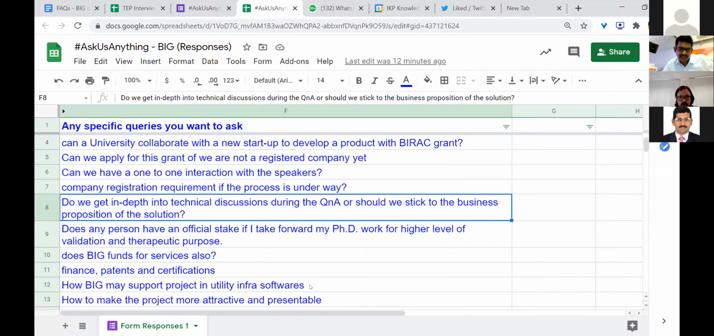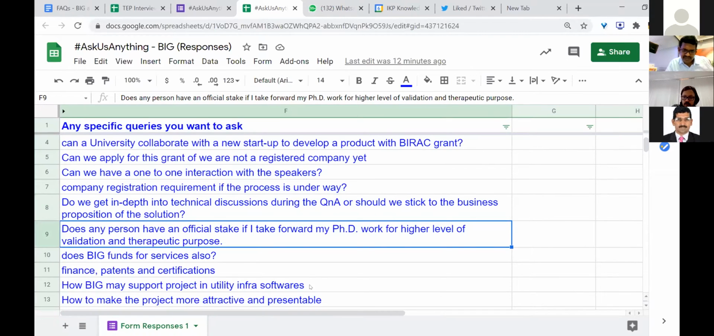Do we get in-depth into technical discussion during the Q&A session, or should we stick to the business proposition of the solution? As Vikraman mentioned, this is an innovation grant, and technology is one of the important parts. You have to explain the technology strength which you have. If the question is regarding business viability, please stick to the business, but otherwise I request you to answer the technology part. That is where you have to spend good enough time in making your presentation.